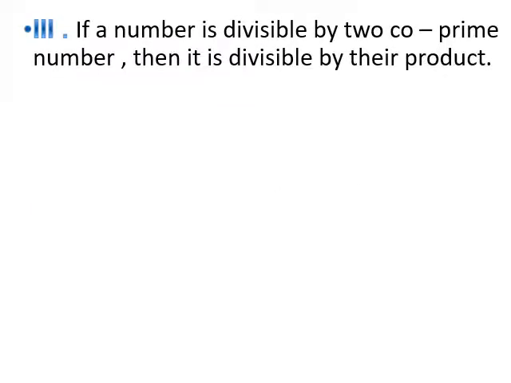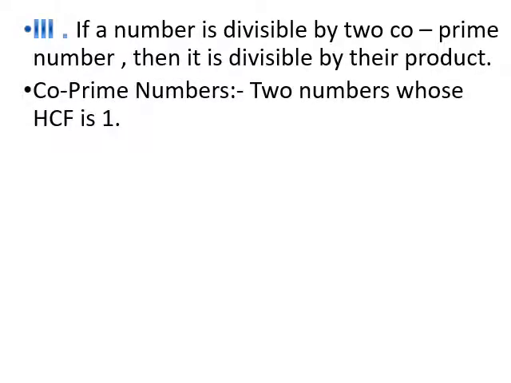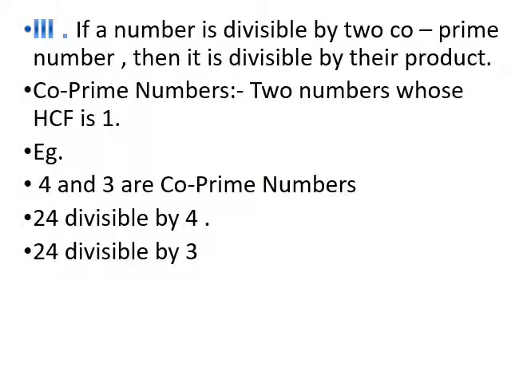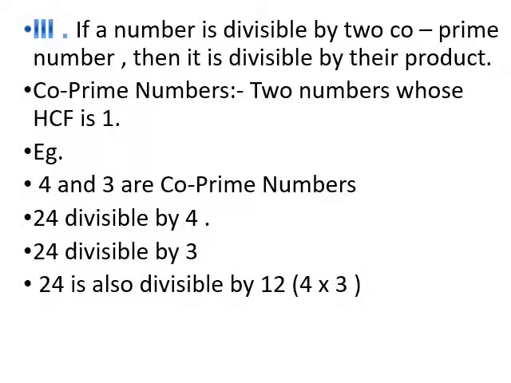If a number is divisible by two co-prime numbers, then it is divisible by their product. Co-prime numbers we have studied already. Two numbers whose highest common factor is 1. When nothing is common and only 1 is common, then those numbers are co-prime numbers. So here in the example 4 and 3 are co-prime numbers. So 24 is divisible by 4 and 24 is also divisible by 3, and therefore 24 is divisible by their product, 4 multiplied by 3, that is 12. This is what the property says.